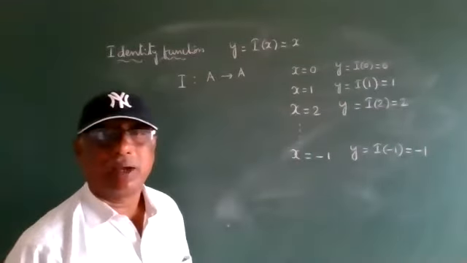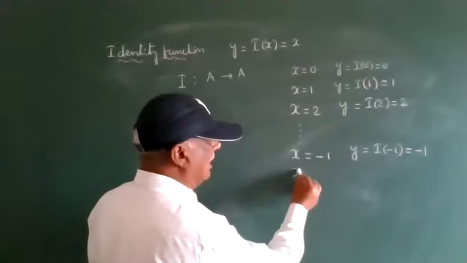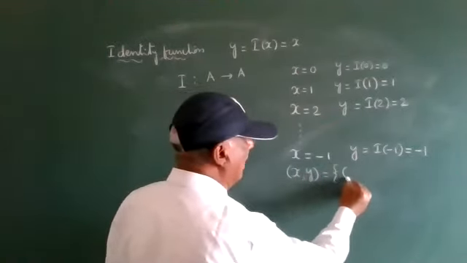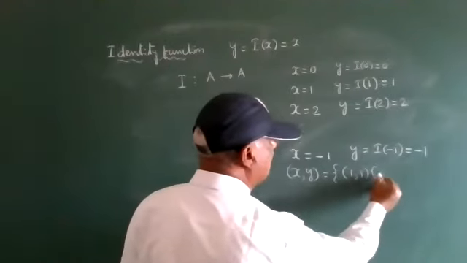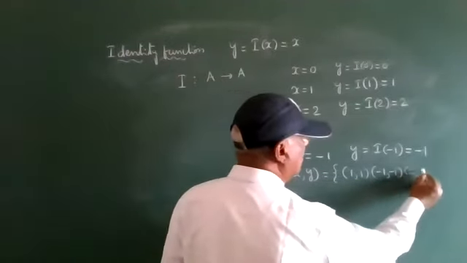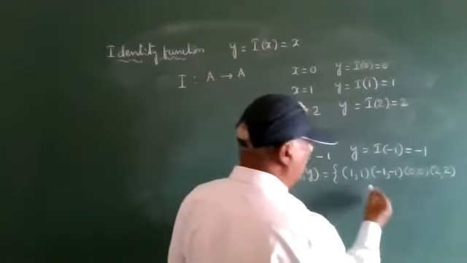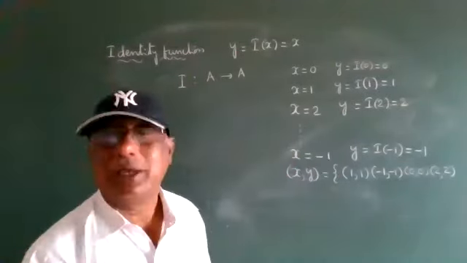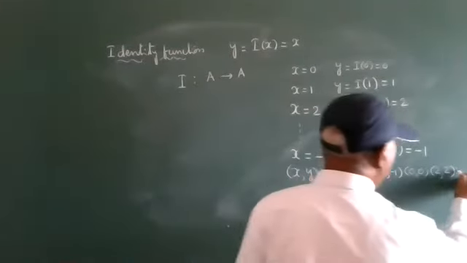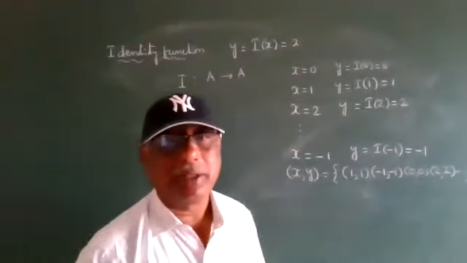Okay? So the x and y ordered pairs are: x is equal to 1, y also 1. X is equal to -1, y also -1. X is equal to 0, y also 0. X is equal to 2, y also 2. X is equal to -2, y also -2. These are the ordered pairs. Now it is clear, everyone.